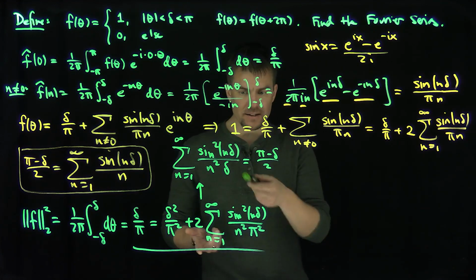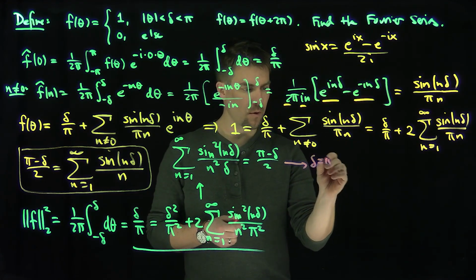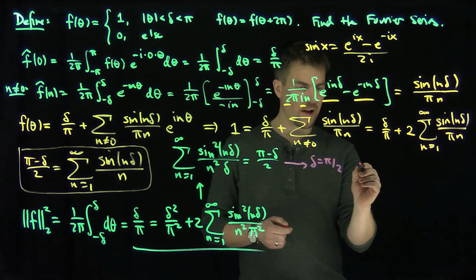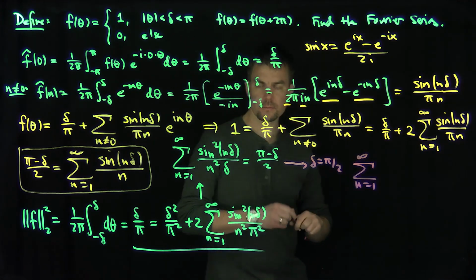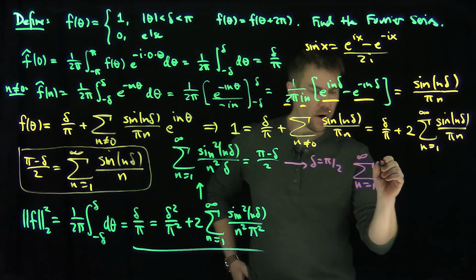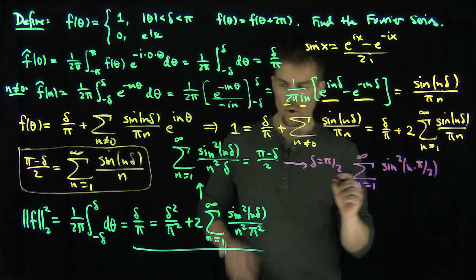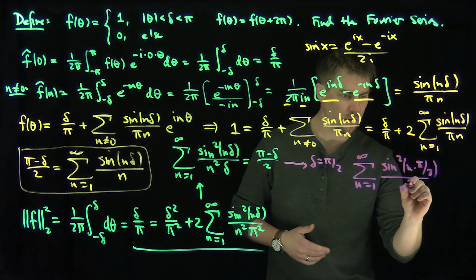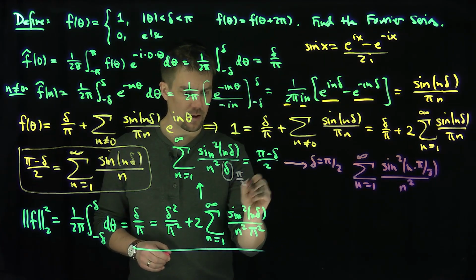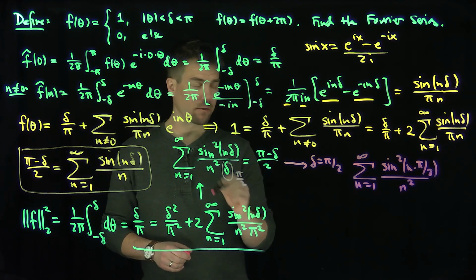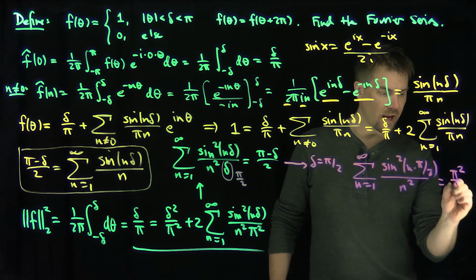And so now, what's one really neat application of this formula? If I plug in delta equals pi over 2, what we're going to get is the following. We're going to have the sum, n goes from 1 to infinity, of the sine squared of n times pi over 2, over n squared, is going to be equal to what? Well, I'll have a pi over 2 over here, and pi minus pi over 2 is pi over 4. So this whole thing, if I multiply by pi over 2, would be pi squared over 8.